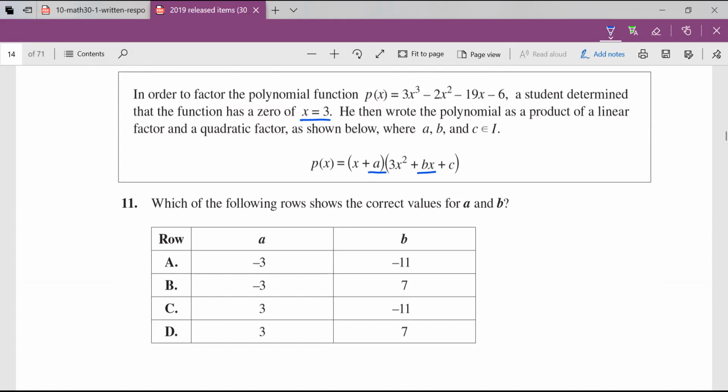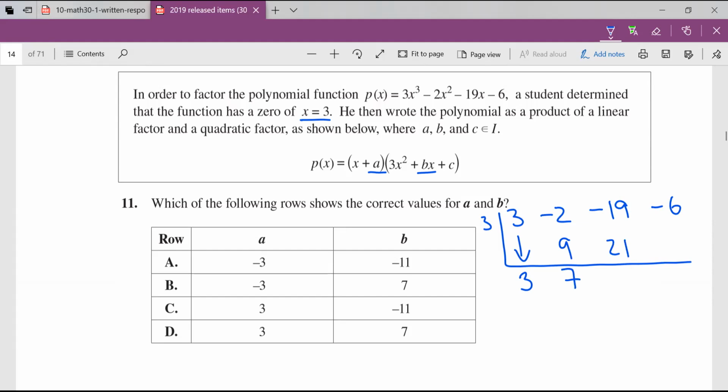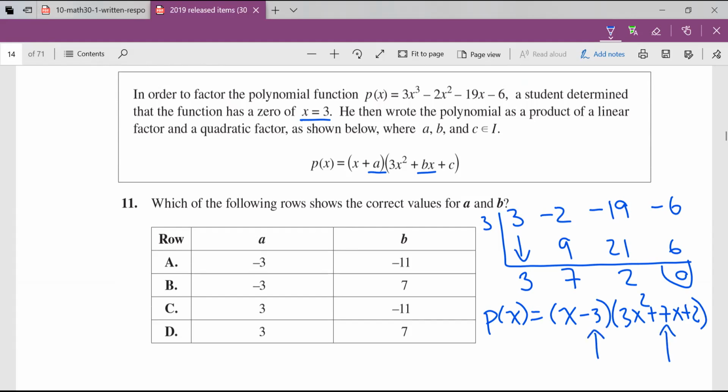Okay, now I'm going to synthetically divide this thing. We could long divide it. I'm going to synthetically divide. Friends, I also use addition method. So if you use subtraction method, you would do something slightly different. But for addition method, multiply by 9, add 21, add 3 times 2 is 6, 0. So what that tells me is p of x is equal to x minus 3, 3x squared plus 7x plus 2. So what's the value of a and b?